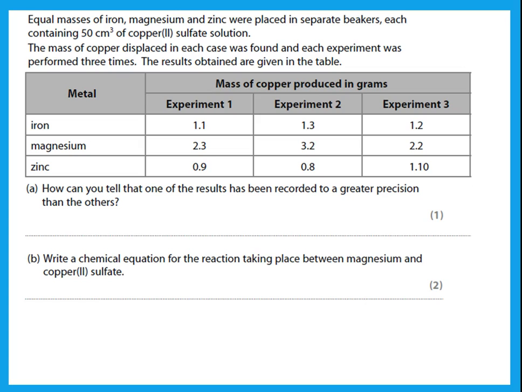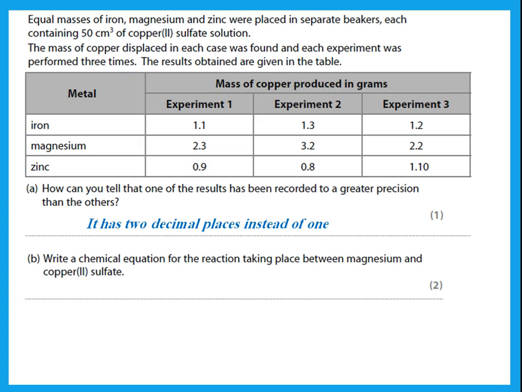What do we mean by precision? Precision basically means accuracy, but it means which of these was recorded at a greater precision. If I give you a number in 1 decimal place and another number with 2 decimal places, which one had a greater precision? The one that had 2 decimal places. So when he writes in zinc experiment 3 that he got 1.10, that is a greater precision. So it has 2 decimal places instead of 1. All of them have only 1 decimal place, but only one of the readings has 2 decimal places.